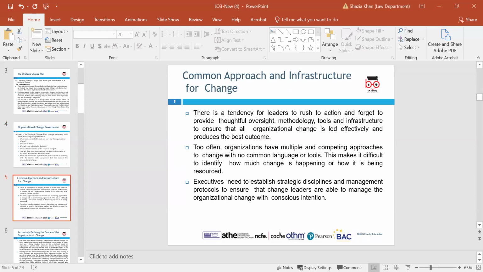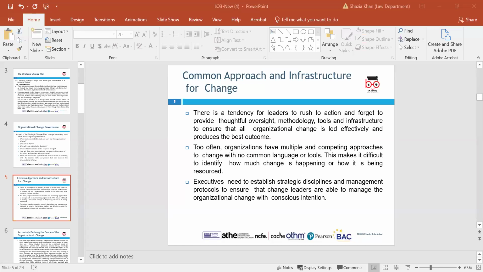Common approach and infrastructure for change. So building a common approach, global infrastructure, the three initiatives that you have, and it should be a global standard mobilized for capital, sustainability, quality infrastructure, making sure that there's change that has been adopted and making sure that there is change that impacts and nurtures these relationships. In this, there's a tendency for leaders to rush to action and provide thoughtful oversight methodology, tools and infrastructure to ensure that all organizational change is led effectively and produces the best outcome.